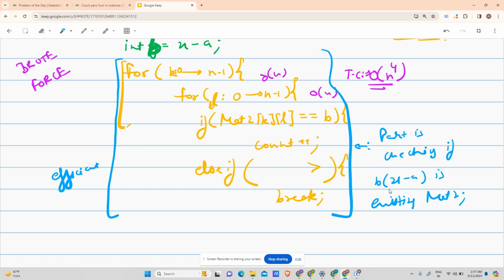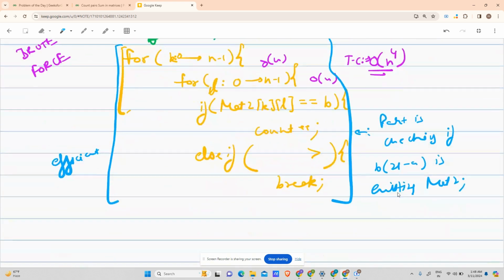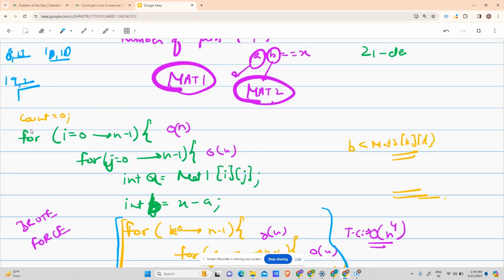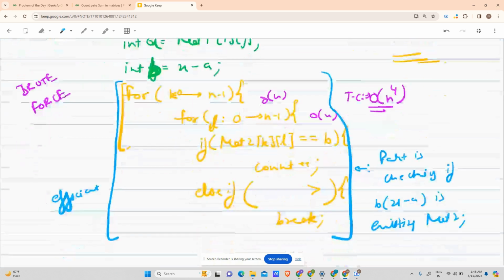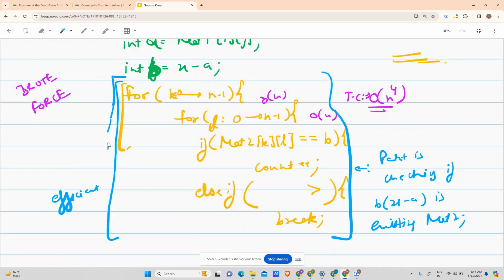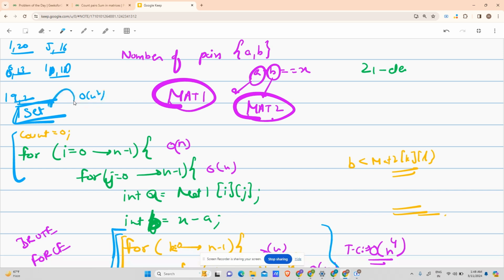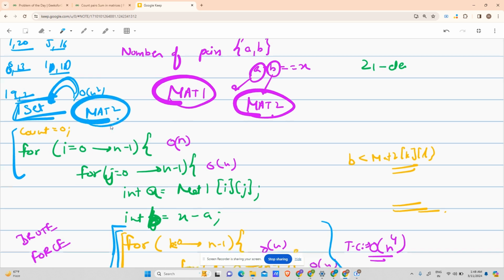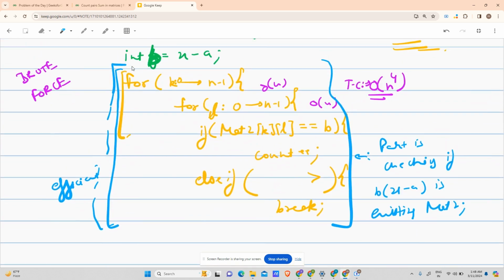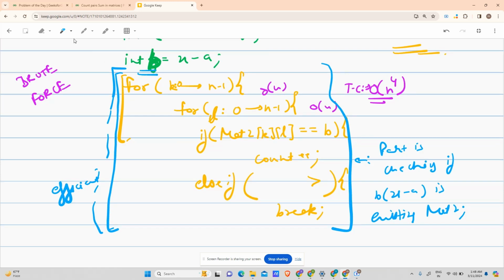Instead of checking through a loop, what if I run a loop beforehand, before this loop? I take a set and insert all the values of matrix 2 into that set, and then I will use my set to check if b exists. I don't think I need to write the pseudocode. Once again, I have taken a set here, and using two loops, O of n square time complexity, I have put all the elements of matrix 2 inside that set. Then I will use that set to check if b exists in it. That just solves the time complexity issue.